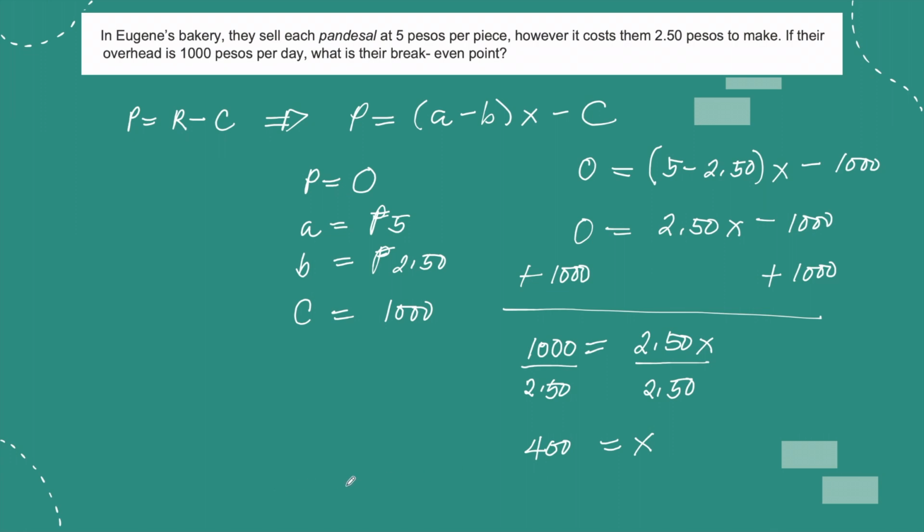So, meaning, kailangan maka 400 pieces ka ng pandesal para yung revenue mo equal lang sa cost. So, kapag umabot ka ng 400, wala kang tubo. Kung mas mababa sa 400, lugi ka, kasi mas malaki yung cost mo kaysa dun sa kita mo. Pag tumaas ng 400 yung nabenta mo, may tubo ka na.